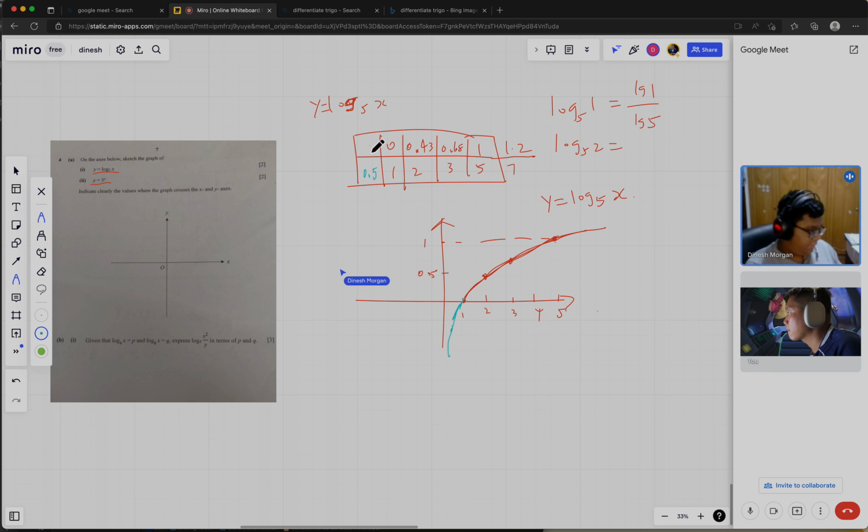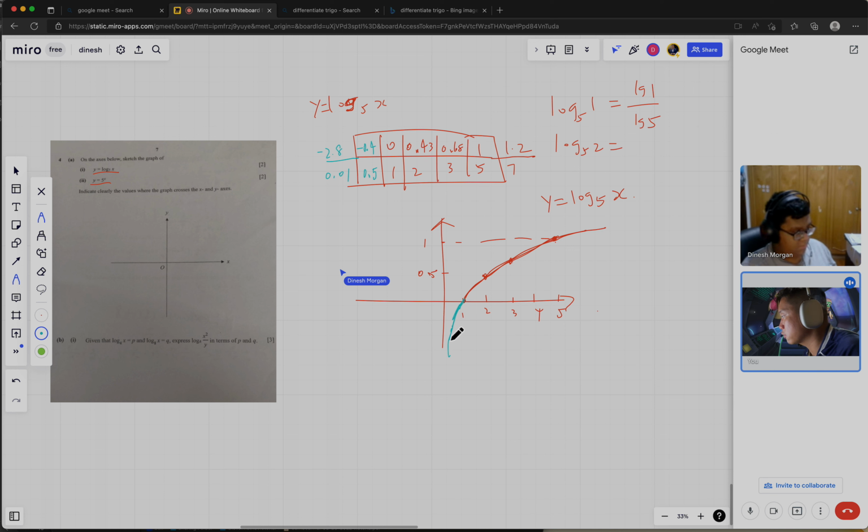Log 5 of 0.5 is negative 0.43. Continue, like really, really small. Then I know already, 0.01. Log 5 of 0.01 is negative 2.8. Okay, yep. So that looks like the case.